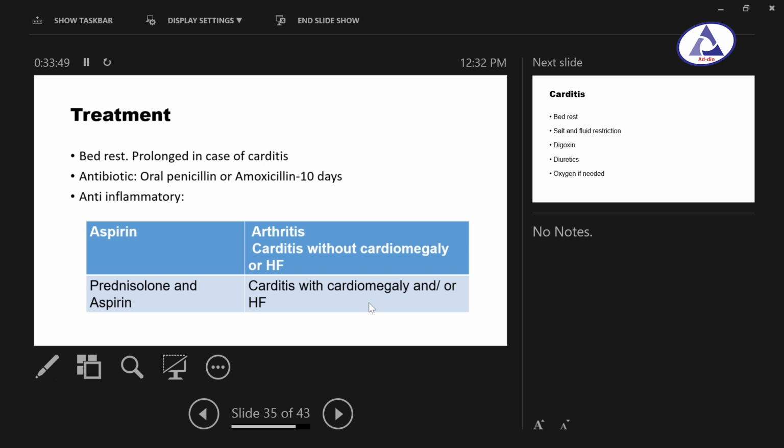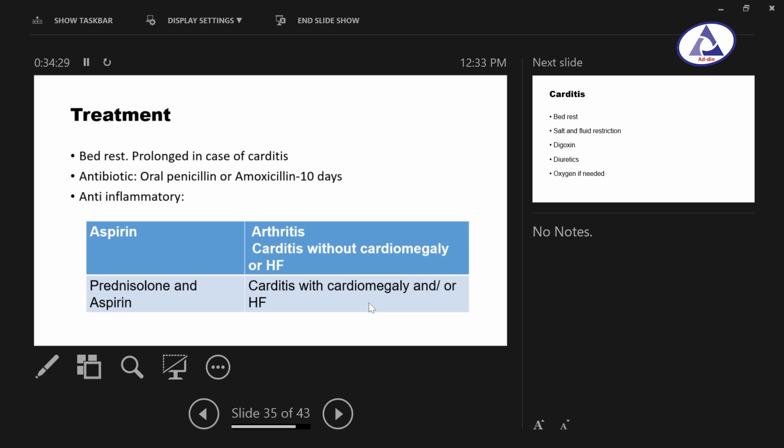Treatment of acute rheumatic fever means bed rest if the child develops carditis or heart failure. Then bed rest is important. And when the child has developed painful swollen joints, then also bed rest. Antibiotic is oral penicillin or amoxicillin, which halts the damage. It will halt the damage but will not cure it, prevent the damage, and further kill the group A beta hemolytic streptococcus.